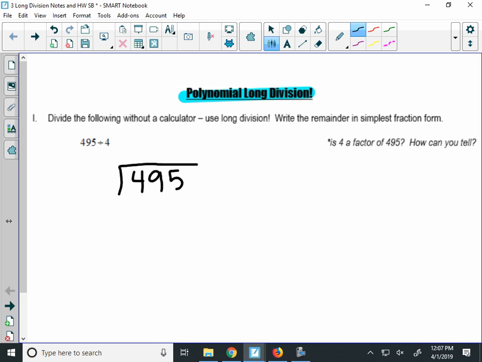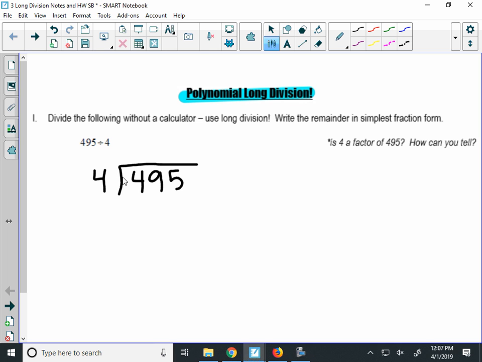So it's 495 divided by 4. The 4 is the divisor. So you're taking the dividend, 495, divided by the divisor of 4, and we're going to get a quotient. The quotient is the answer. Anyone remember how to do this?